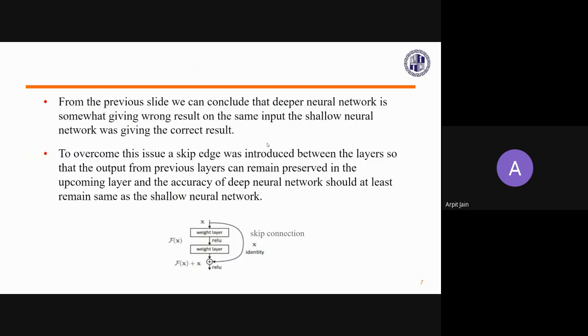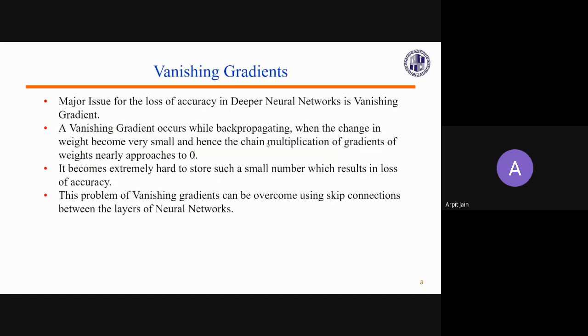So in order to cope with this, we introduce skip connections, which we will get to in a later section of the video. So yes, from here I can continue.